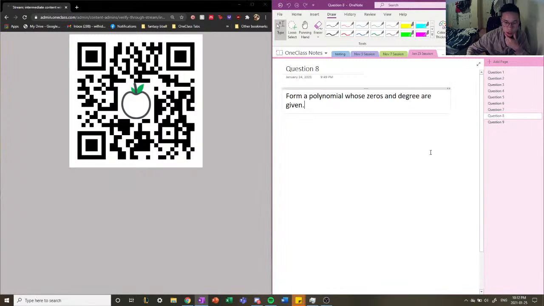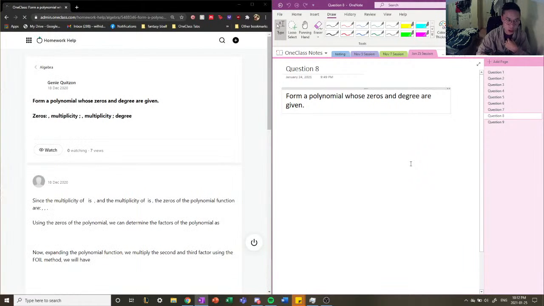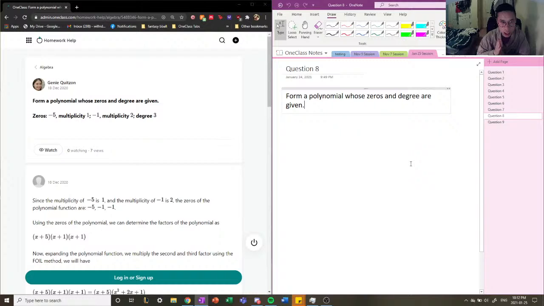All right, moving on to question number 8. Form a polynomial whose zeros and degrees are given. The way that zeros and factors are related to each other is that the zeros are the solutions to when the polynomial is equal to 0. So when they give us the zeros of a polynomial, we are able to find the factors of the polynomial. Let's first find the factors of the polynomial, and then let's talk about what multiplicity means.